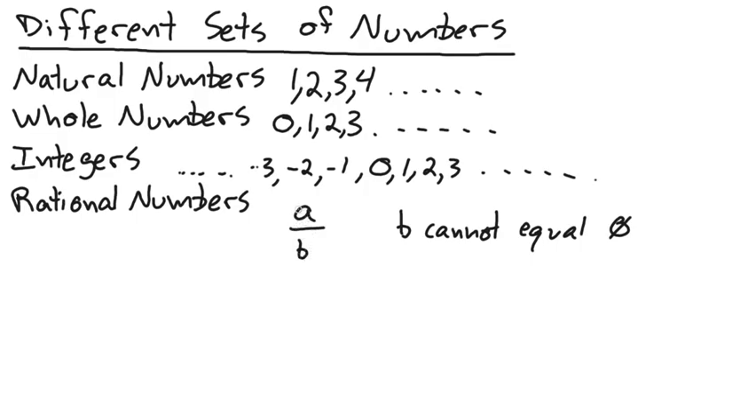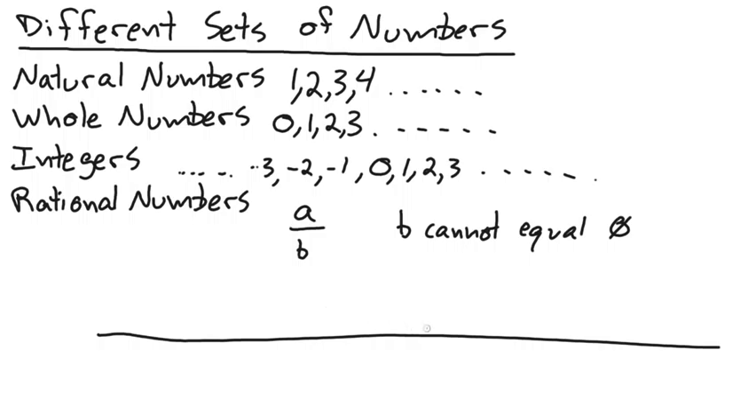But any number that can be represented as a fraction, a over b, where b cannot equal 0, is considered a rational number. What does this mean? Well, it means instead of just your whole numbers or your integers, you also have numbers in between. The easiest way to show this would be on a number line.